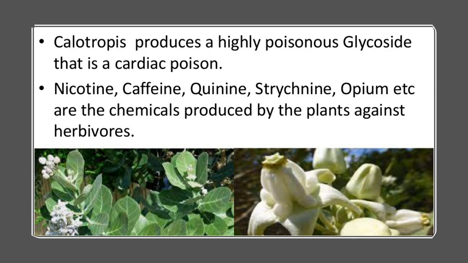Calotropis produces a highly poisonous glycoside, that is a cardiac poison. Nicotine, caffeine, quinine, strychnine, opium, etc. are the chemicals produced by plants against herbivores.